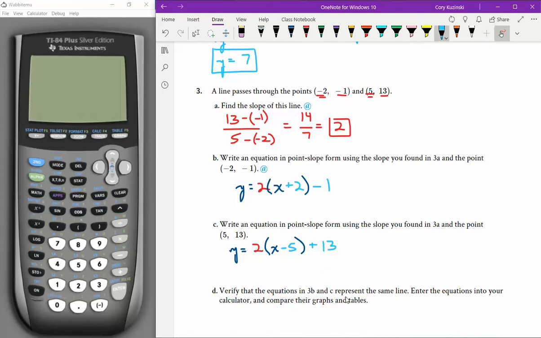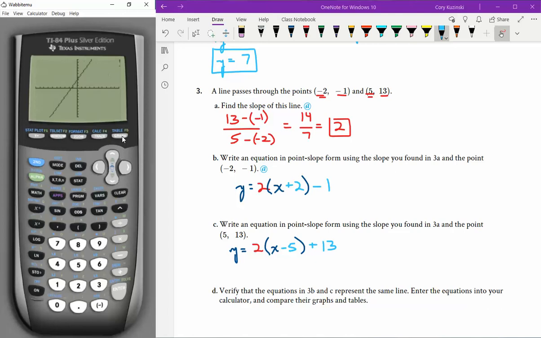Verify that the equations in 3b and 3c represent the same line. Enter the equations into your calculator, compare their graphs and tables. Here we go. Let's go to y equals, clear that one off. The first one was 2 times x plus 2 minus 1. The second one is 2 times x minus 5 plus 13. Let's graph those.